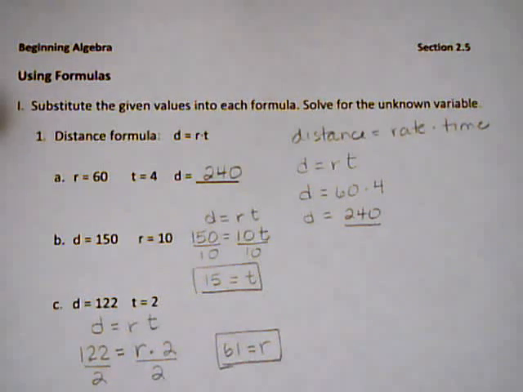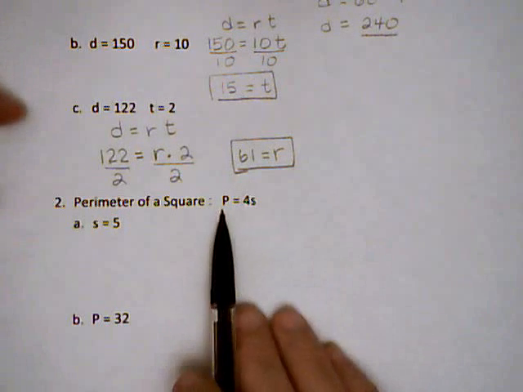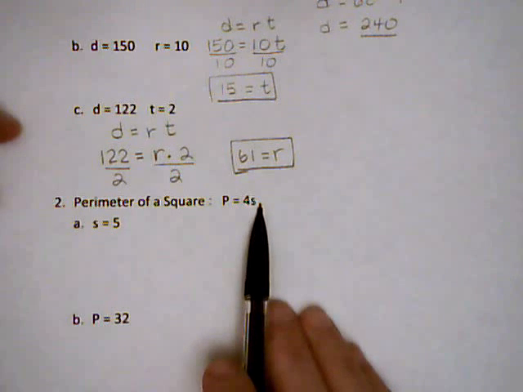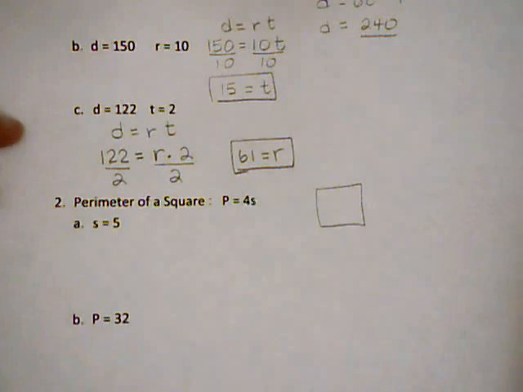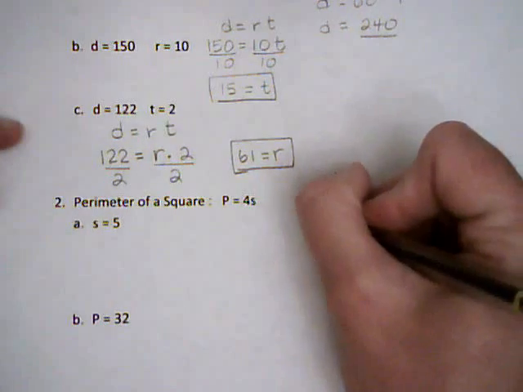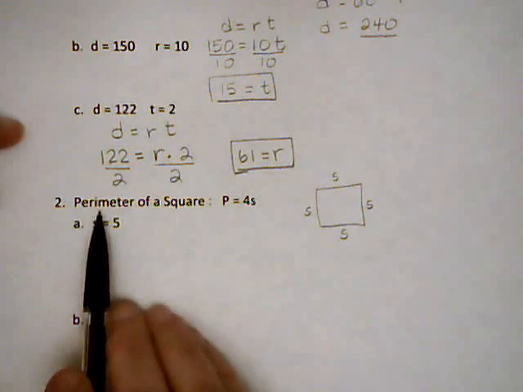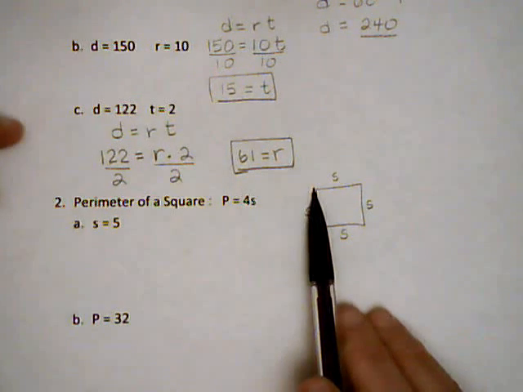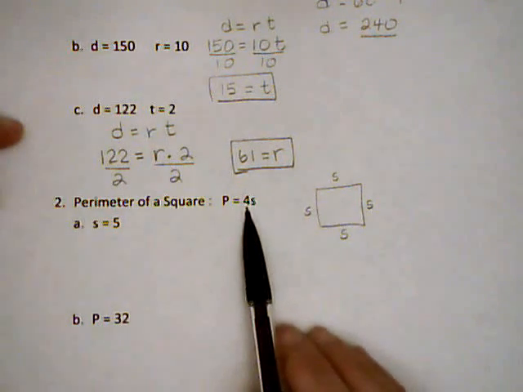Number 2 gives you the perimeter of a square formula. P equals 4S. This means perimeter equals 4 times S, and S represents the length of your side. Just picture a square. In a square, all the sides have the same length, so we say those are S. Perimeter means the distance around the square. If I wanted to find the perimeter of a square, you would add up all the sides. Because there are 4 equal sides, this is where we get the formula 4 times S.